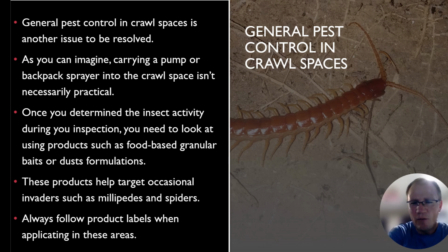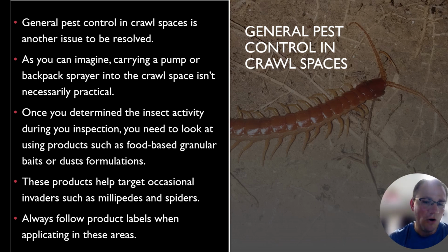Once you've determined what types of insects are in the crawl space, you need to look at different types of products such as food-based granular baits and maybe even dust formulations. I know there could be some concern with dust getting up into ventilation systems, so be careful with these types of products. Sometimes people dust things like sill plates and areas like that, maybe closer to the crawl space vents. We mentioned earlier that BoraCare can be a great product for insects in the crawl space as well. Definitely something you might want to look into.